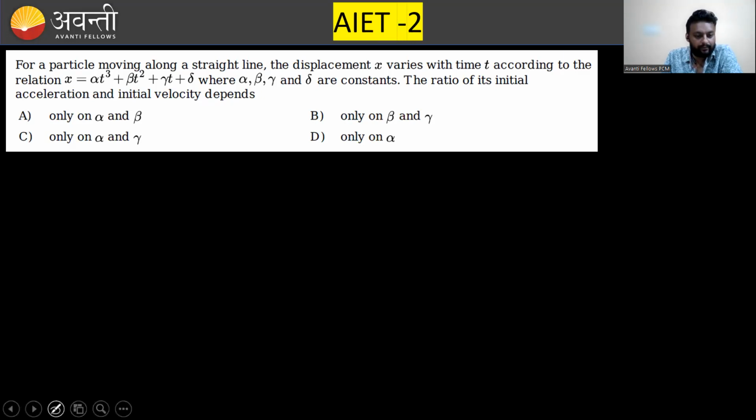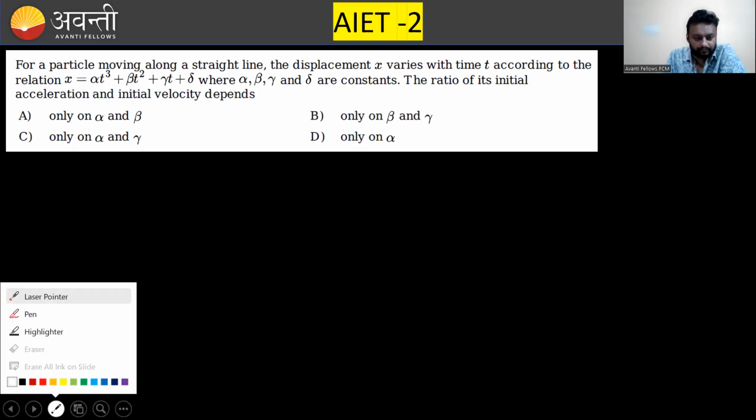In this question, just read out the question by pausing the video. What it says: for a particle moving along a straight line, the displacement x varies with time t according to the relation. So the x-t relation is given, where alpha, beta, gamma, and delta are constants. Find the ratio of its initial acceleration and initial velocity. What is the meaning of initial acceleration and initial velocity? That means they are talking about the time at which t equals 0, or initial time means t equals 0. So this is the meaning of initial.